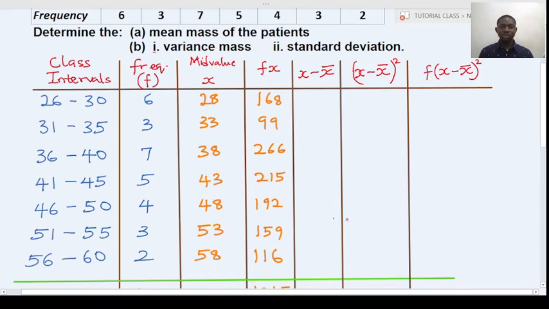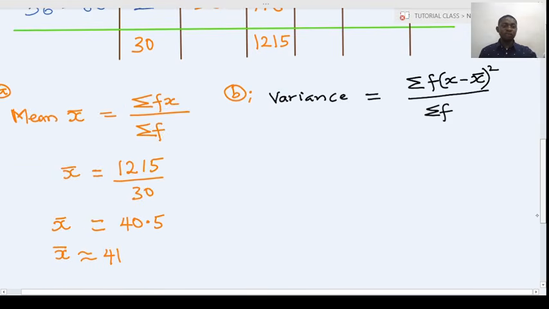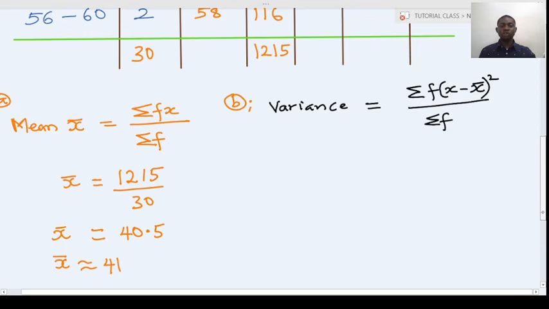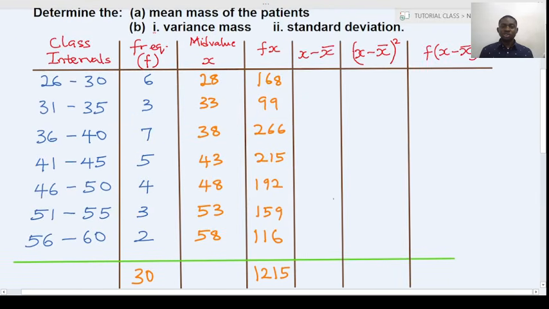Now we have this table. This is deviation. In some statistical tables, they may represent this as D. The deviation is x minus the mean. Remember that the mean as calculated is 40.5. Don't use the approximated value at this point. Just use what you have gotten, which is 40.5. So 28 minus 40.5 gives us minus 12.5.